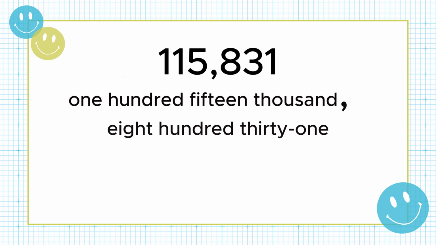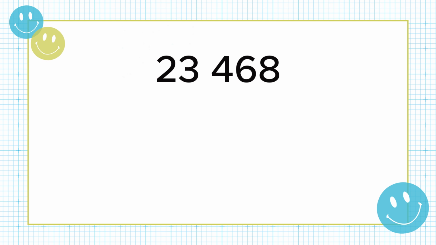Let's have more examples. How do we read this number? This number has 2 periods, ones and thousands. Therefore, we read this as 23,468. As you read the number, so is when you write it in words. But do not forget to put a comma after each period.